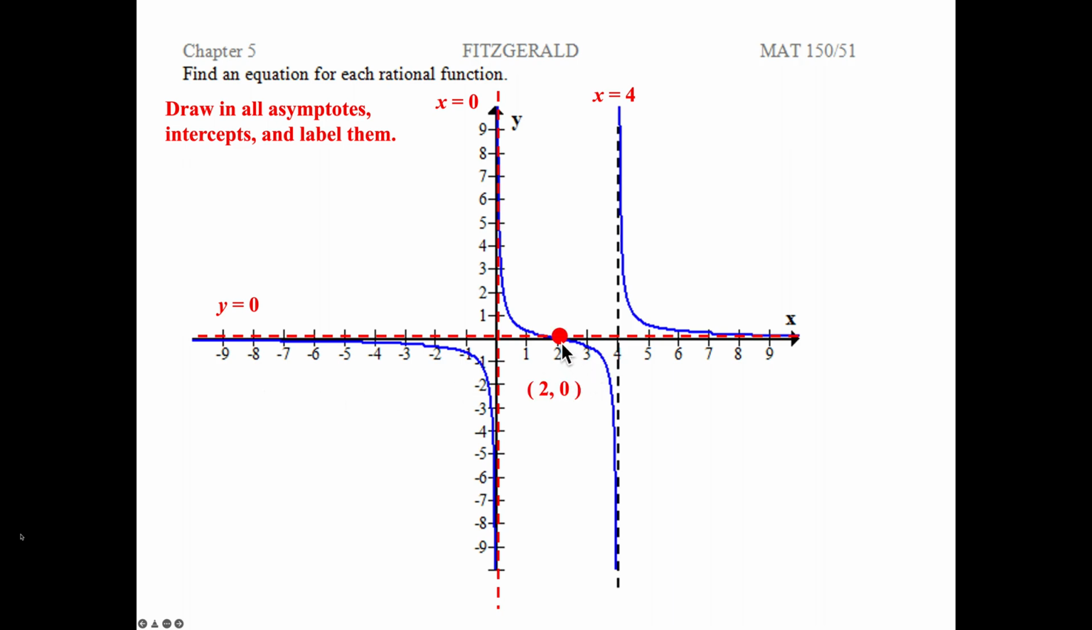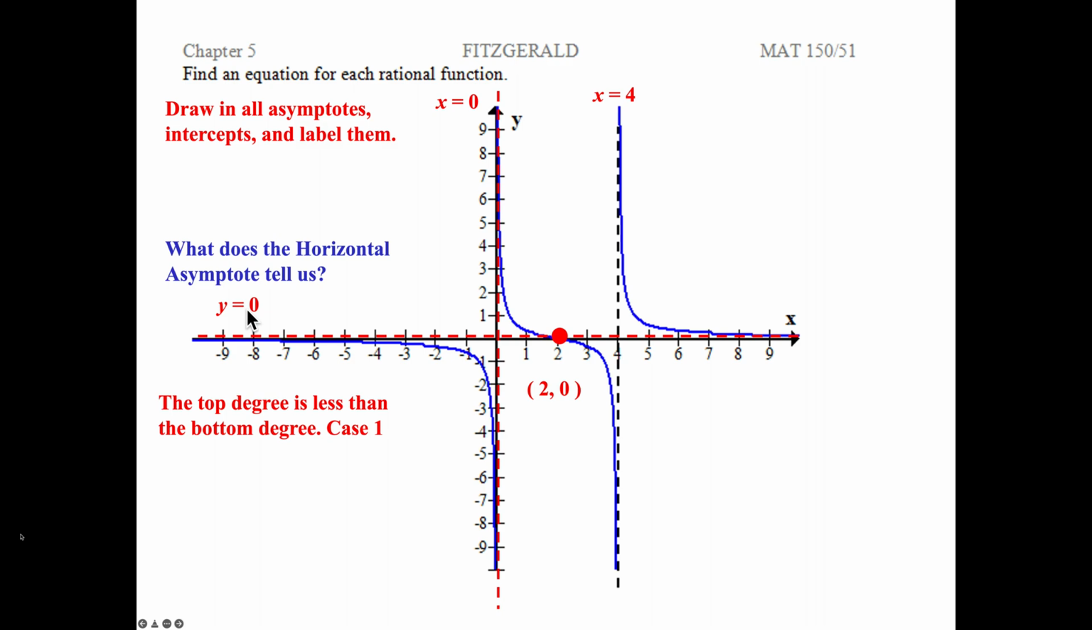So there's an x-intercept here at 2, 0, and nothing on the y-axis because that's a vertical asymptote. So that's our only x-intercept happening right there. So this horizontal asymptote right here is telling us that if it's y equals 0, the top power must be smaller than the bottom power to get y equals 0. So we're going to set this up where the top has to be smaller than the bottom degree.